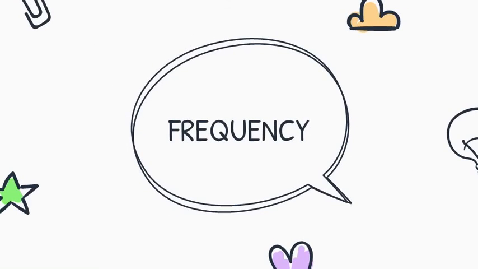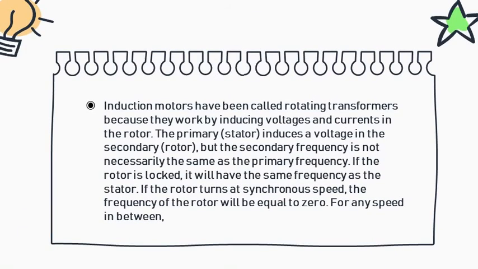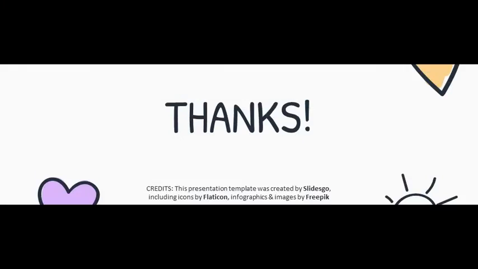And then the last part is the frequency. Induction motors have been called rotating transformers because they work by inducing voltage and currents in the rotor. The primary, which is the stator, induces a voltage in the secondary, the rotor, but the secondary frequency is not necessarily the same as the primary frequency. If the rotor is locked, it will have the same frequency as the stator. And if the rotor turns at synchronous speed, the frequency of the rotor will be equal to 0, and likewise for any speed in between. That's all from me.